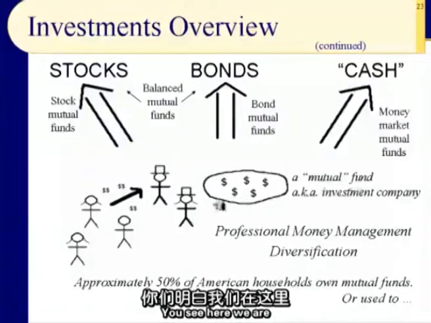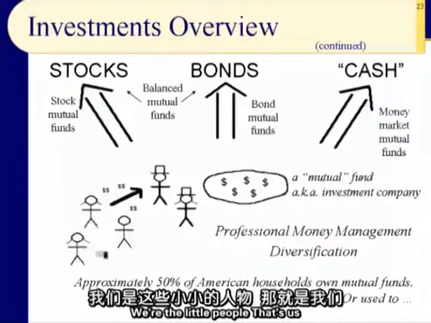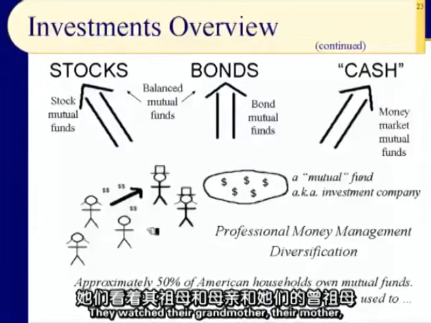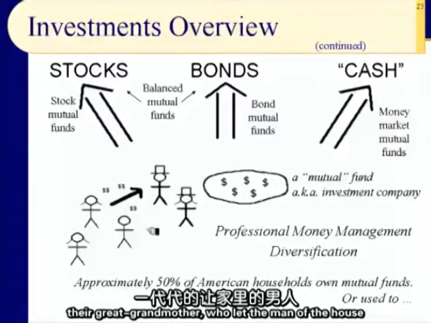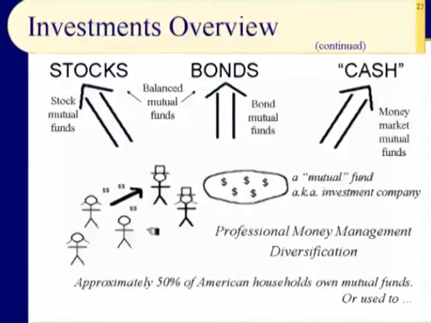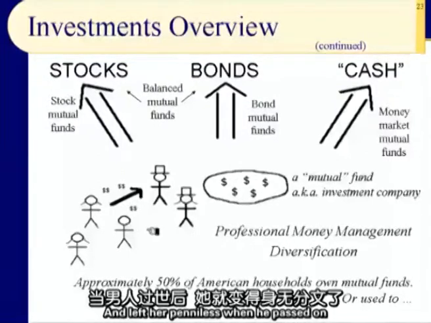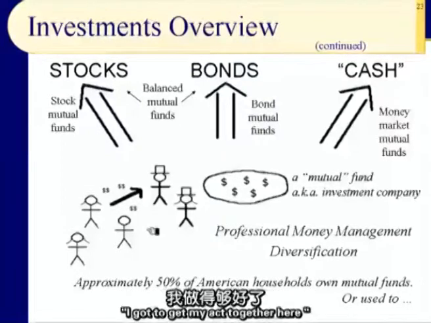You see, here we are, folks. We're the little people. These are the little people. That's us. And more of them are women, because they realize that they've got to get their act together. They watch their grandmother, their mother, their great-grandmother, who let the man of the house handle the finances, and he did a really horrible job and left her penniless when he passed on. So the women are realizing, I gotta get my act together here.